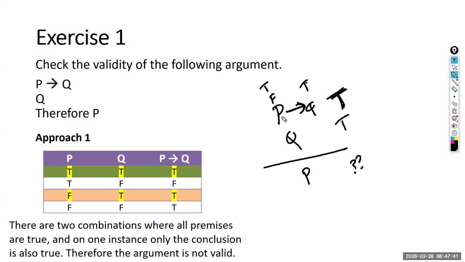So therefore P can be true or false. That is not saying P must be false. What we get is P can be true or false. So if this is the case, this can be true, this can be false. So that is not a valid argument. Can be true, can be false. So therefore this is not a valid argument. Okay.